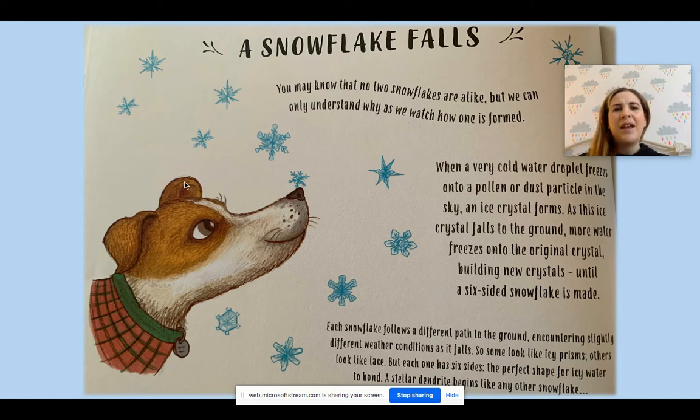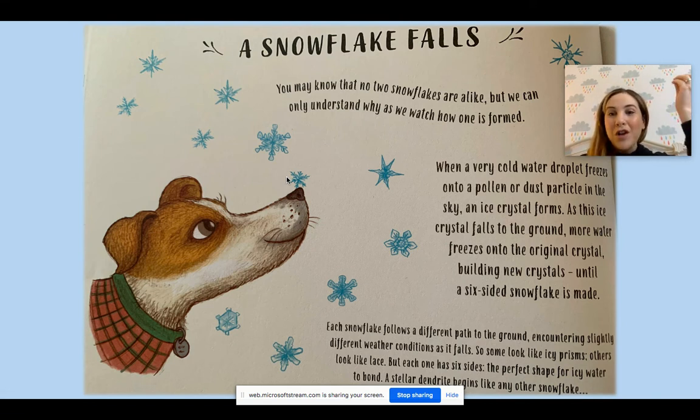Each snowflake is unique. It has its own look. If you see here, look, can you see all of these snowflakes are so different? Look at that gorgeous doggy admiring the snowflake that's just on the tip of his nose. Okay, so now it's a really cold day today.